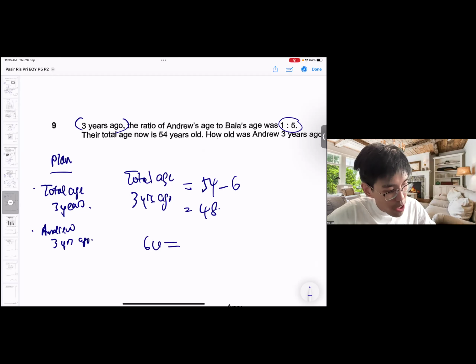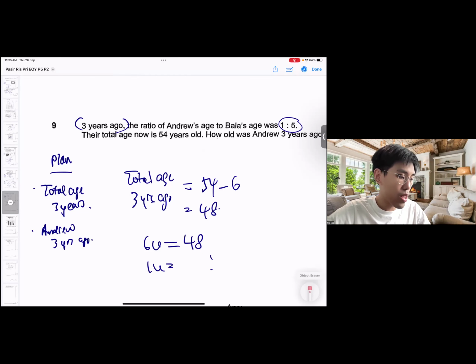So how old was Andrew 3 years ago? That is 1 unit, 8 years old. So it's just 48 divided by 6. Or you can just use the L method. Whatever it takes, okay, it's the same. 8 years old. Can?